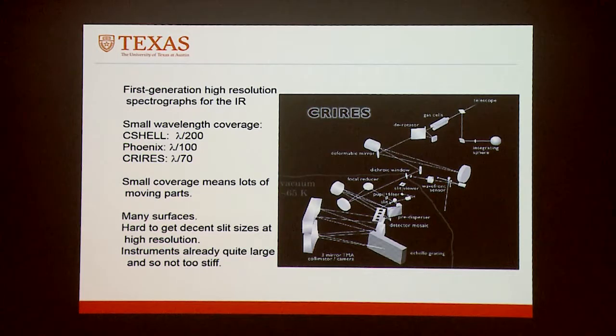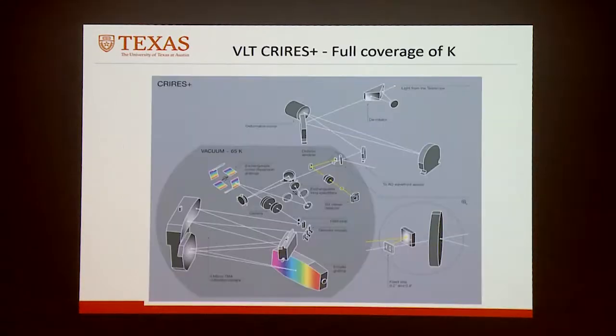Because of the limit in the grating sizes, as we'll see in a minute, it's hard to get decent slit sizes at high resolution. This has largely been mitigated in a number of ways by using adaptive optics and by going to sites with good seeing. These instruments are also pretty big already, even on the 4 to 8 meter telescopes. And because they're big and have adjustments in them, they tend to be somewhat floppy.